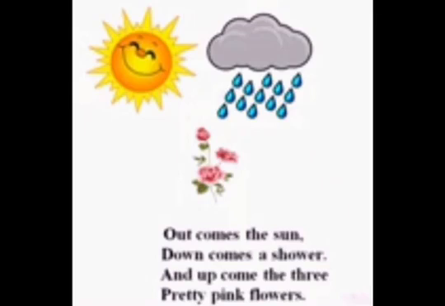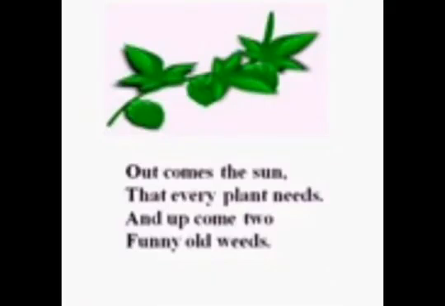Along with the sun, they also need water, and that is why the poet is saying, down comes a shower. That means rain. The seeds need both sun and water to grow. And so when they get enough of sun and rain, the seeds are ready to grow now. And three of the seeds grow into pretty pink flowers. Let's go to the last stanza.